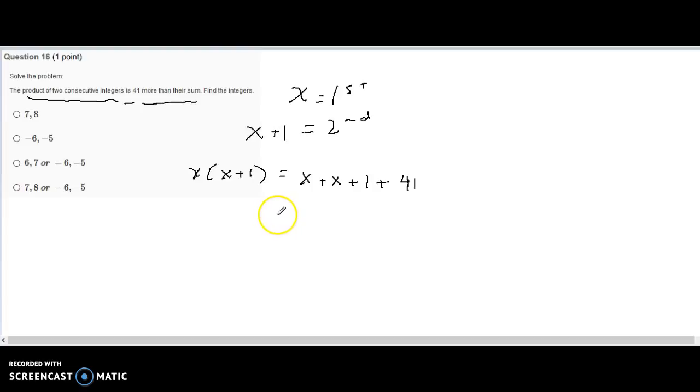Okay, let's do a little simplifying and see what we have. On the right, I've got x and x, that's 2x, and 1 plus 41, that's 42. On the left, let's use the distributive property and see if that helps us. So x times x is x squared, and x times 1 is x. All right, so now I recognize that I have a quadratic equation because of that squared there. So that suggests that I should set this equal to 0 and try to factor. So let's go ahead and see where that leads us.